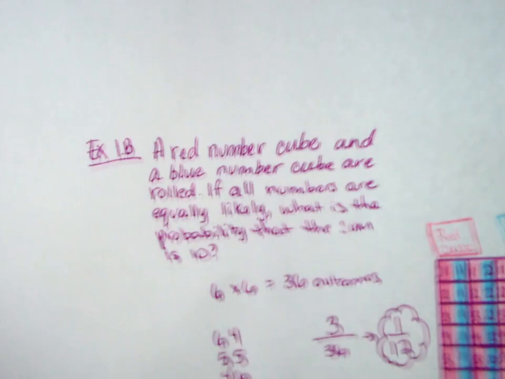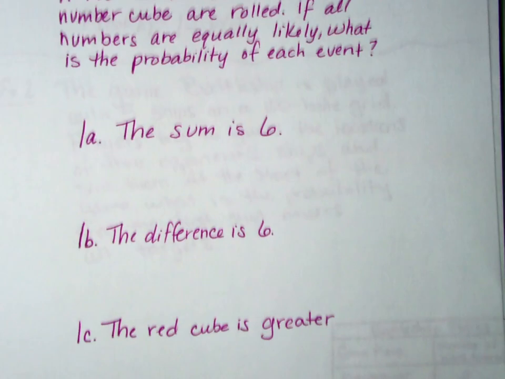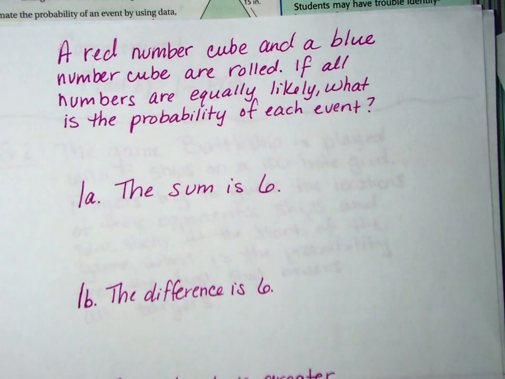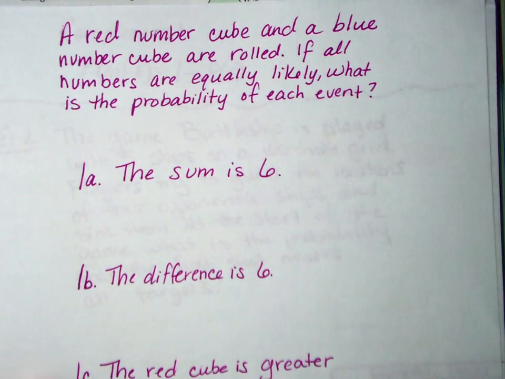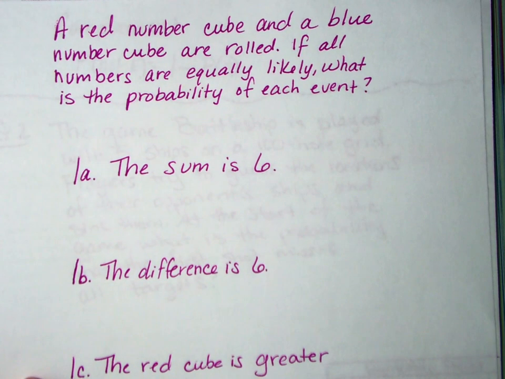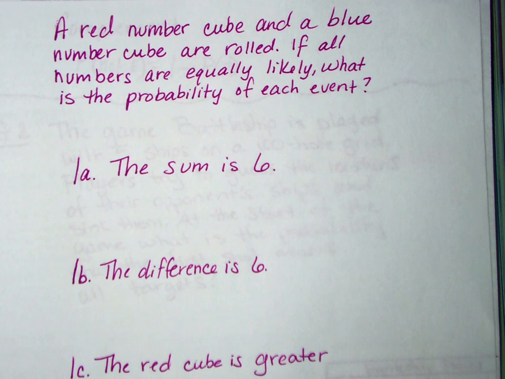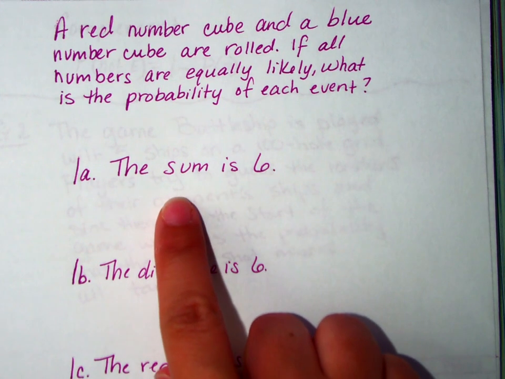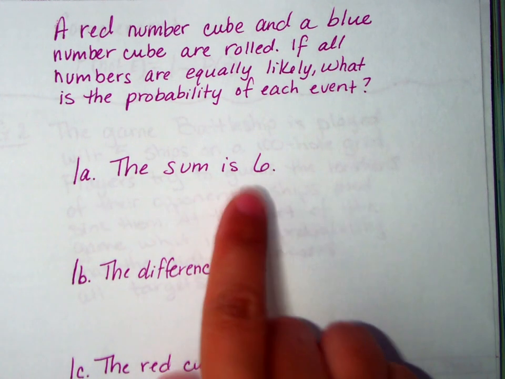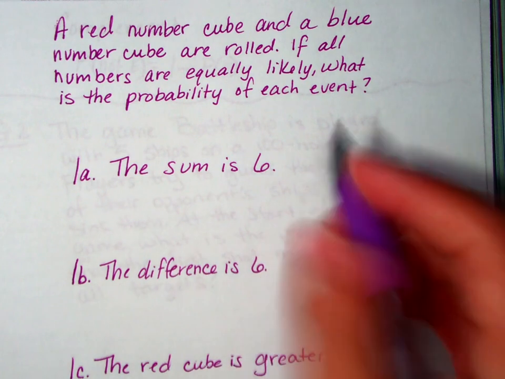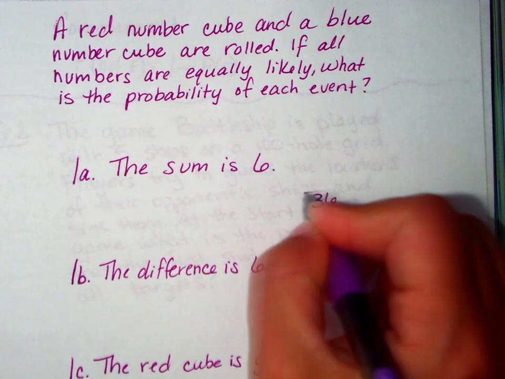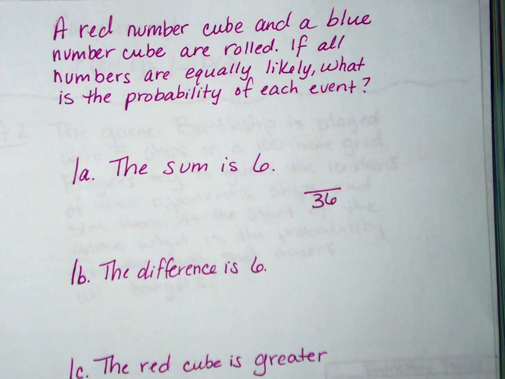Our next example. Okay, we're still dealing with number cubes. So a red number cube and a blue number cube are rolled. If all numbers are equally likely, what is the probability of each event? Okay, so our first event, the sum is 6. So again, we have 2 number cubes, so I know my denominator, there's 36 possible outcomes.